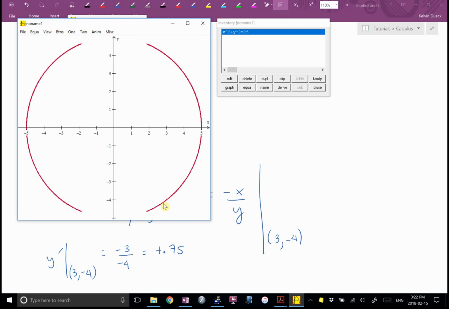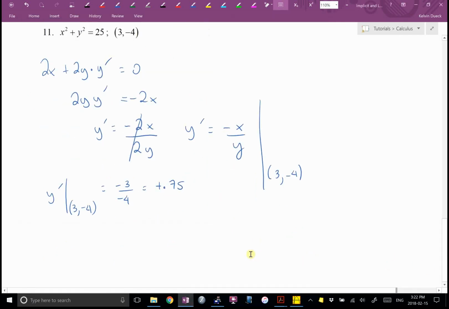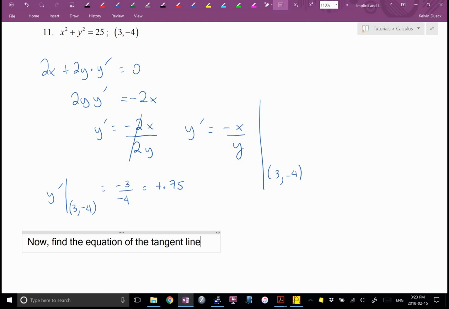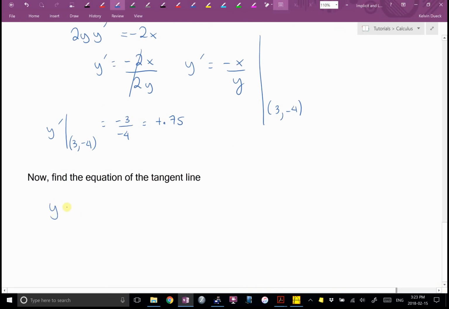What if they wanted the equation of the tangent line? I've just found the slope. Now, find the equation of the tangent line. All lines, not curves, all lines look like this: y minus y1 equals m bracket x minus x1. You've learned this is much nicer than y equals mx plus b. Way better. In fact, honestly, I would ban y equals mx plus b from the curriculum. It's useless.